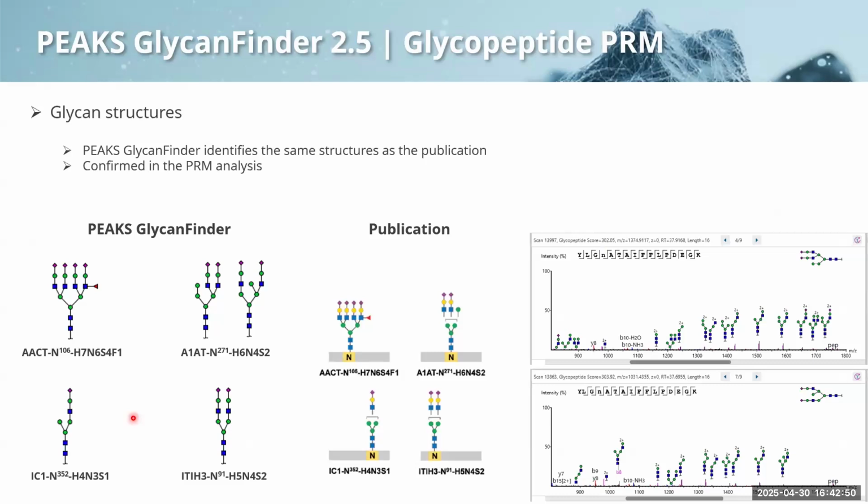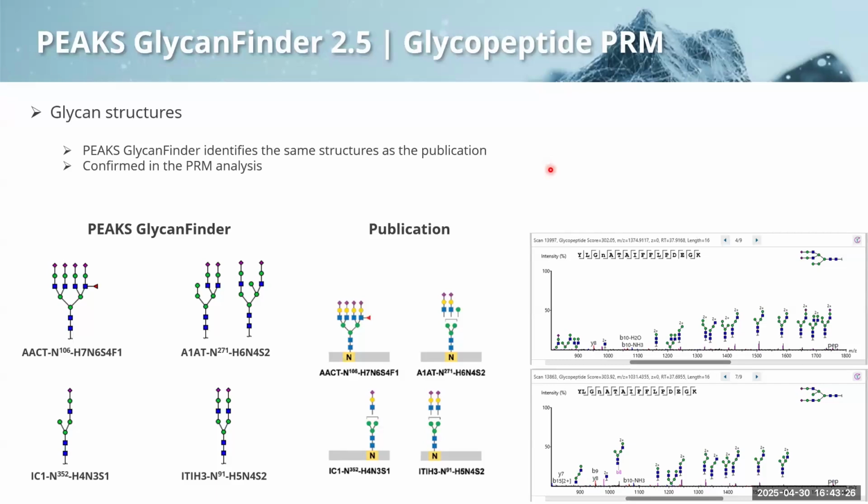And then comparing back to what they got in the publication, Peak's GlycanFinder was found to identify the same structures as the publication. It did identify one additional structure here that was for this site that was not considered in the publication. But again, you can look in the actual result and you can take a look at the supporting fragment ions to see what the evidence is for each structure assignment. But overall, we were able to confirm that we could get the same result in the PRM analysis.